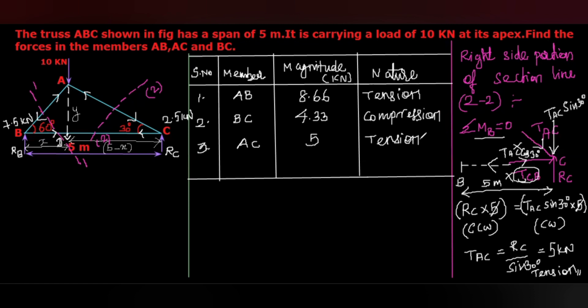Okay. So finally, by using both the methods, method of joint and method of sections, we got the values of the forces in members AB, AC, and BC, their magnitudes, and also their natures. Okay. So I hope you all understand this video. In further upcoming videos, we are going to discuss many types of numericals on this topic, analysis of trusses and frames, by using method of joint or method of sections.